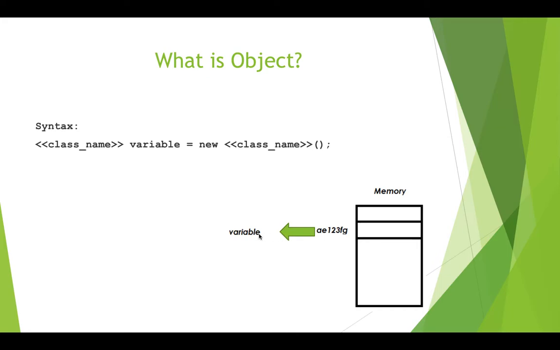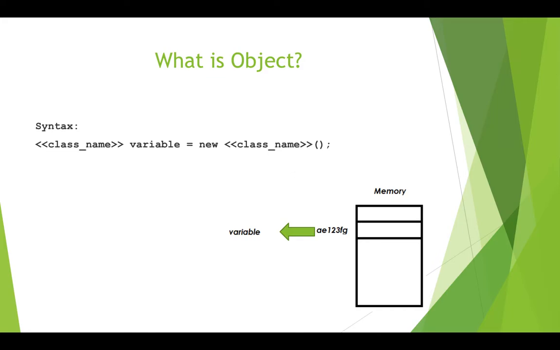So this is the syntax. In object creation, first we should mention the class name and the variable name. We already discussed primitive data types, variable rules and things, and how to create a variable. The same rules we should follow here also.